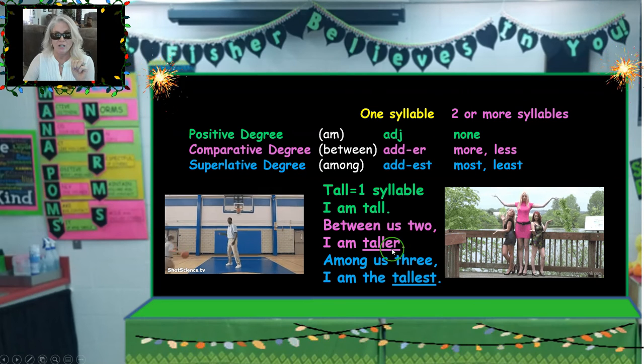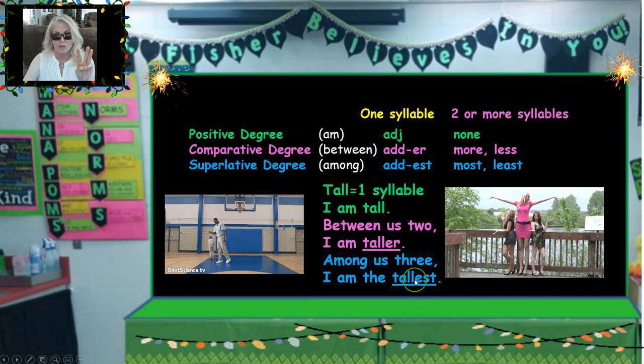You add ER to a 1-syllable word: taller, smaller, nicer. You add EST to 3 or more. So I am taller, or tallest, smallest, nicest.